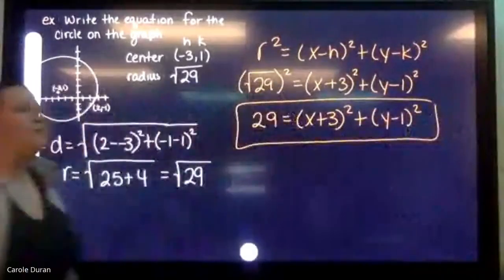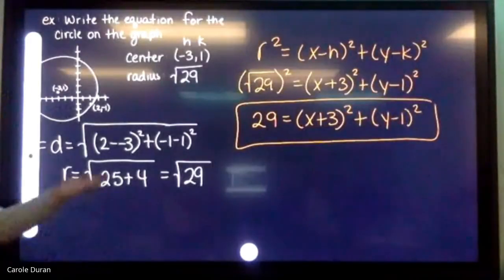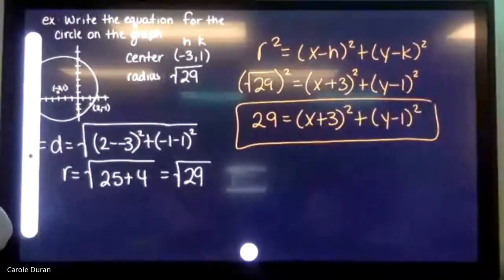So that is the equation for my circle. That's the answer. So we don't have to solve? We did solve it.